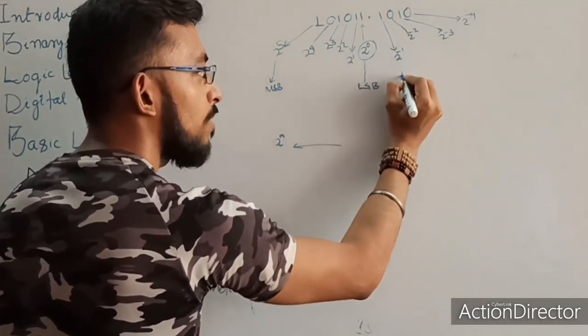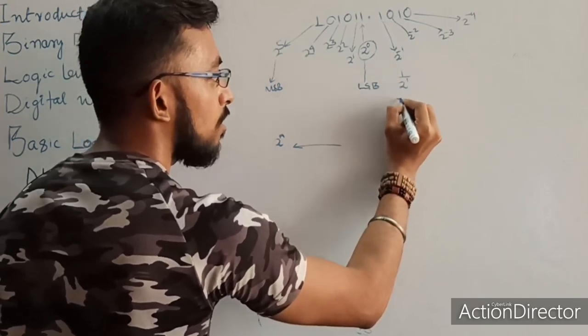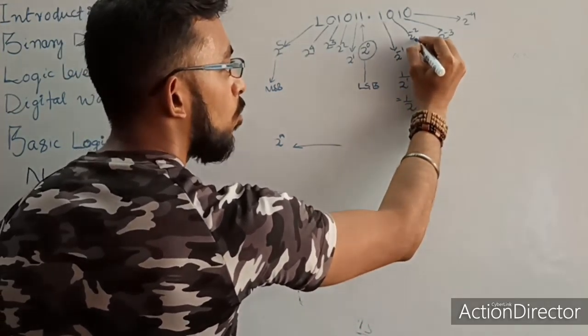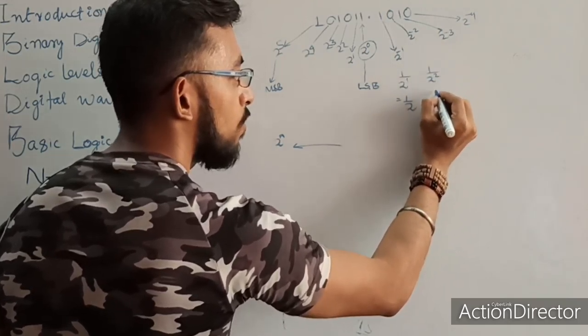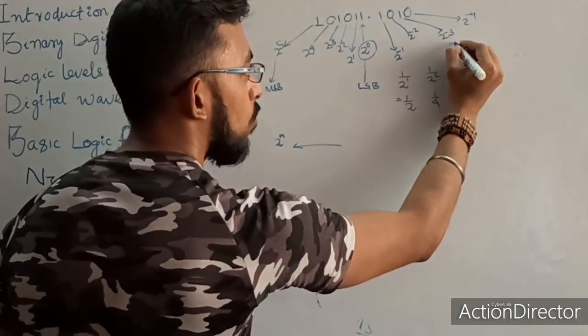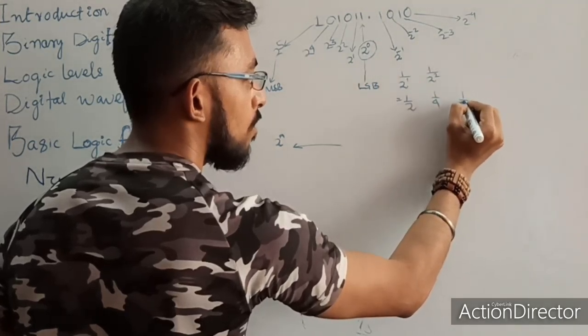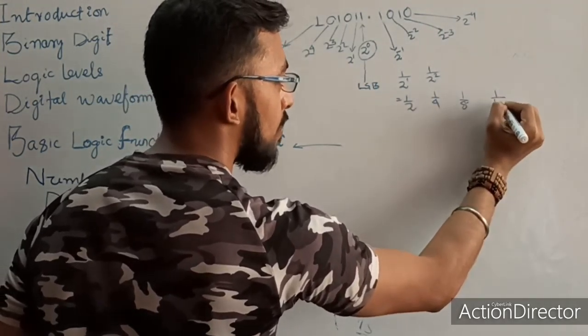So 2 power minus 1 means 1 by 2 power 1, which is 1 by 2. 2 power minus 2 means 1 by 2 power 2, which is 1 by 4. 2 power minus 3 means 1 by 2 power 3, which is 1 by 8. 2 power minus 4 means 1 by 16.